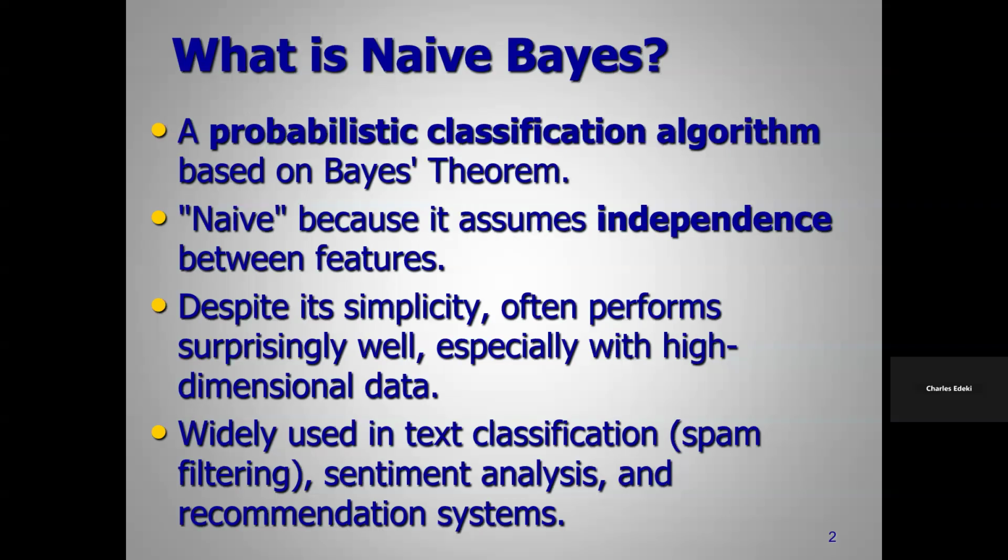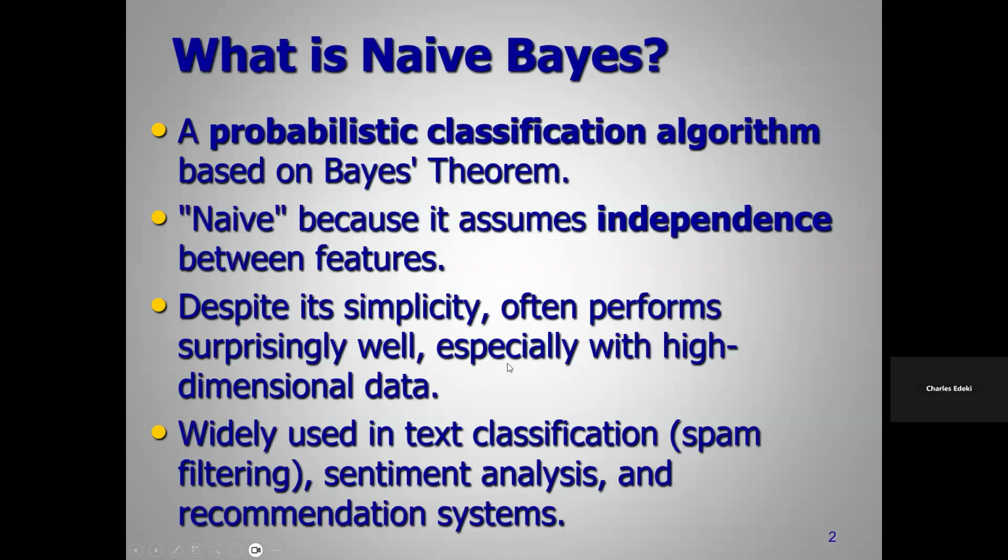But as I said, one of the major differences between the two algorithms we are going to cover here is the independency between the features. So Bayesian network, dependency, etc. And here we also mentioned that it's very simple and often performs surprisingly well, especially with high dimensional data.